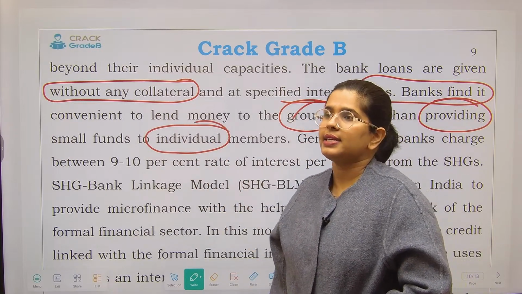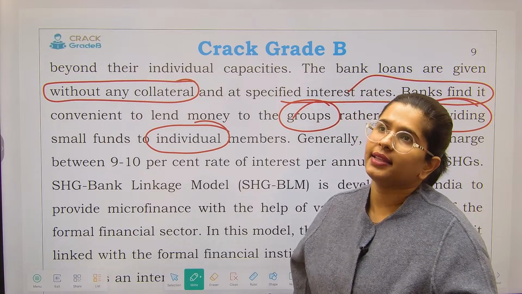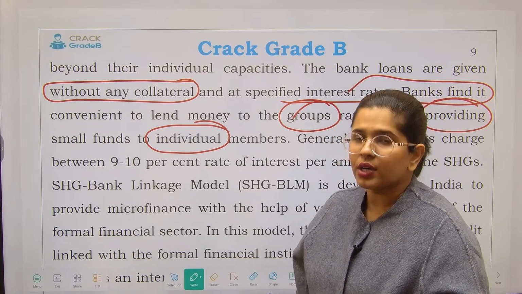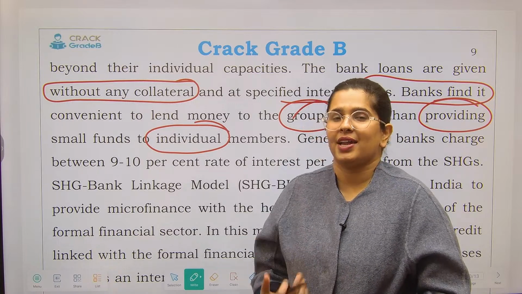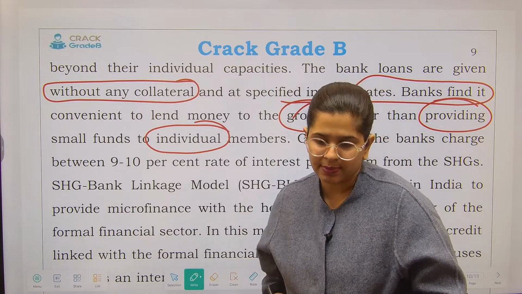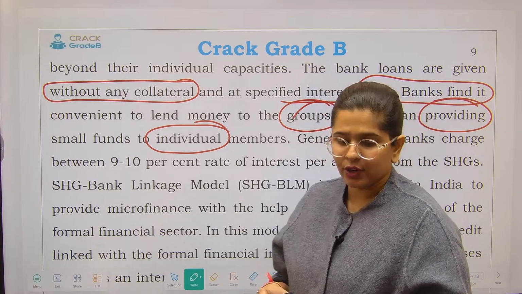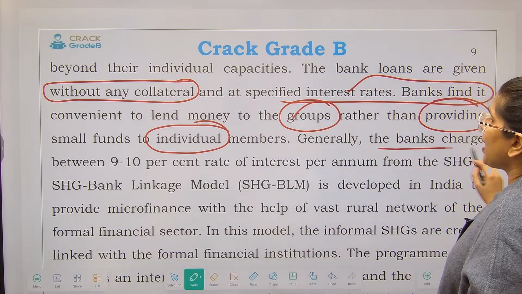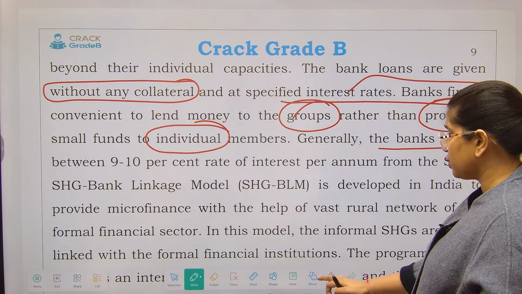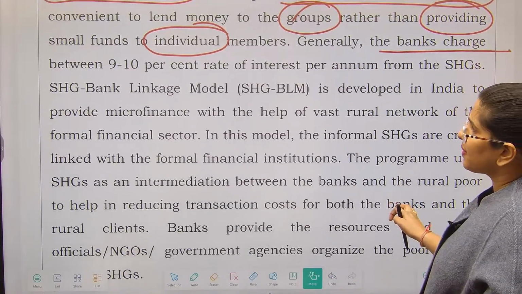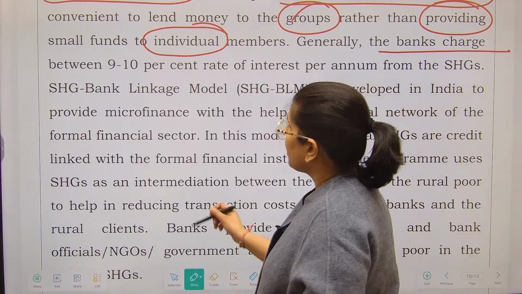If a loan is given to an individual, then the credit risk is more as compared to the group, because there are so many people on whom you can impose the liability, or hold responsible, right? And there is group pressure as well. All those things work together. Generally the banks charge between 9 to 10% interest per annum from the self-help groups. Now this is something which you should ignore, right?